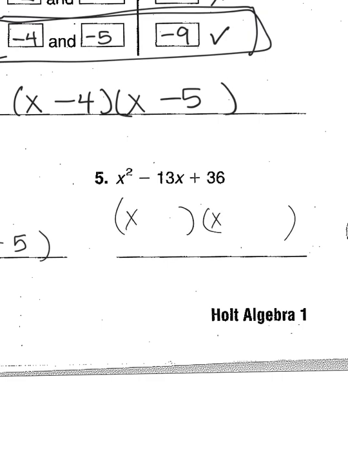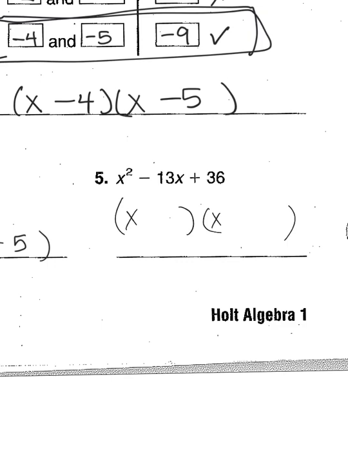I'm going to split my x values. So then I've got x and x. And then I'm going to ask myself, what factors of 36 add up to give me negative 13? Now we know that 36 is a positive value, so we're either going to use two positives or two negative factors. Since my b value is negative, we know that we're going to be using the negative factors.